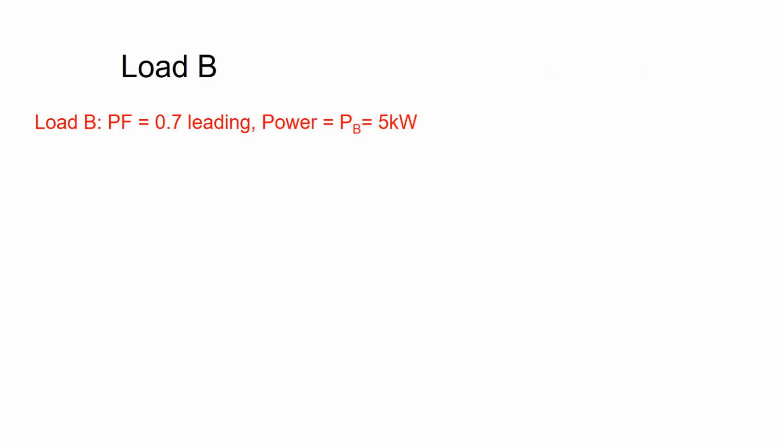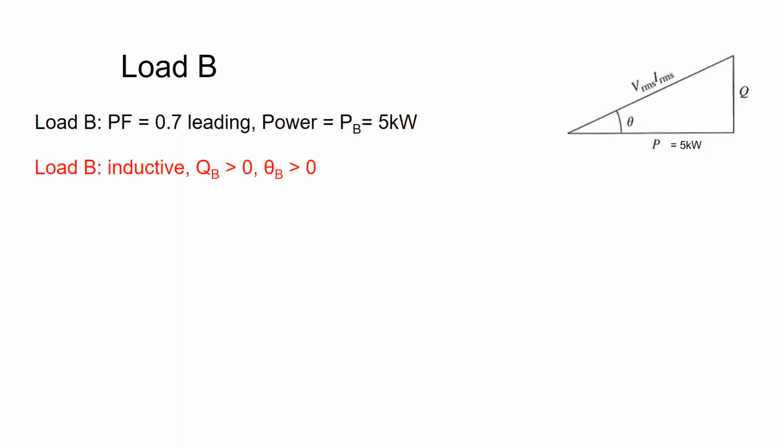Next, we consider load B. Here we know that the power factor is 0.7 lagging and the real power is 5 kilowatts. Since the power factor is lagging, we know that load B is inductive, and Q sub B and theta sub B are both positive. We set up a power triangle for an inductive element, putting in the value of P that we already know.